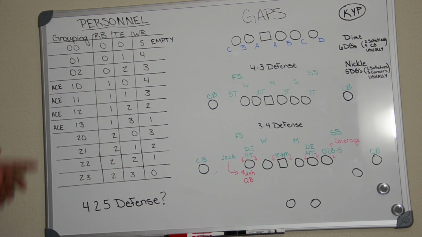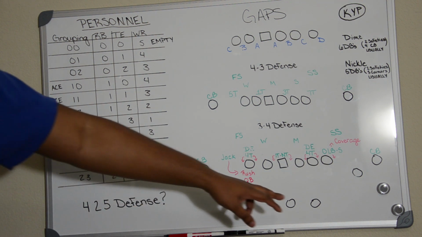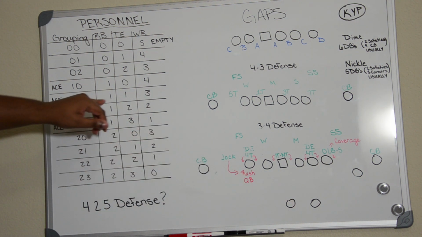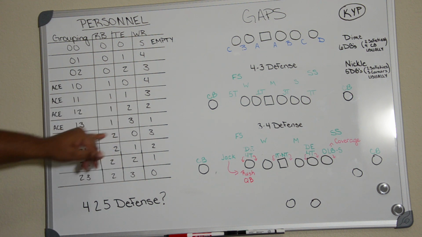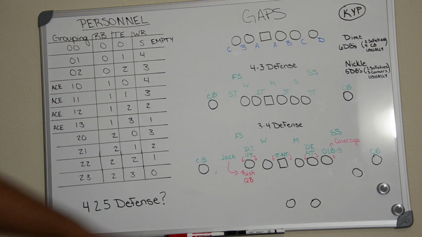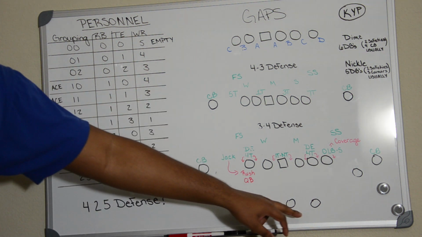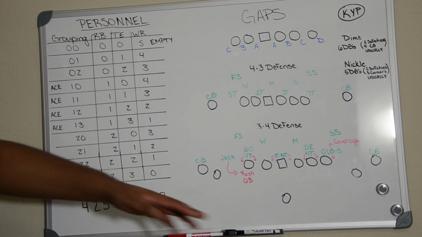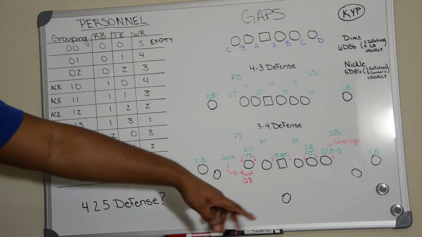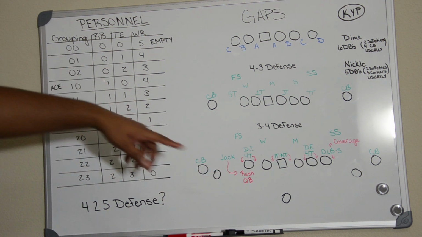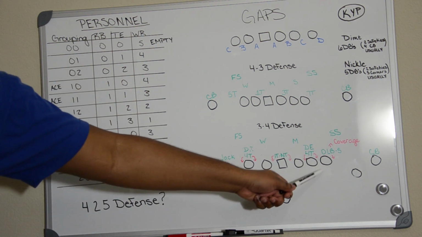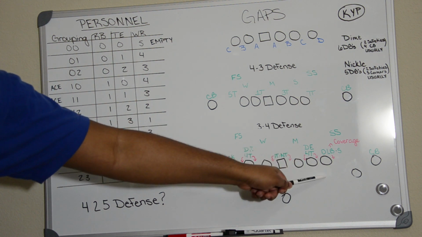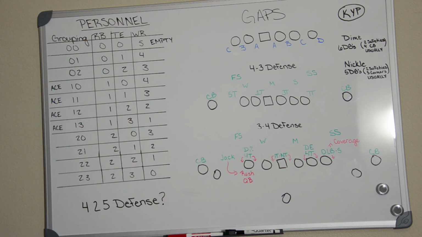But different coaches may have different terminology for it. Some may say ace. If there's only 1 running back in the backfield, no matter if it's 11 personnel or 10 or 12 or 13, they may call that ace, like a deck of cards, ace, 1 running back. Now the empty set, there's no running back in the backfield, just a quarterback, and that tight end right here will be split out wide, lined up as a wide receiver. That's empty set, 5 wide receivers.